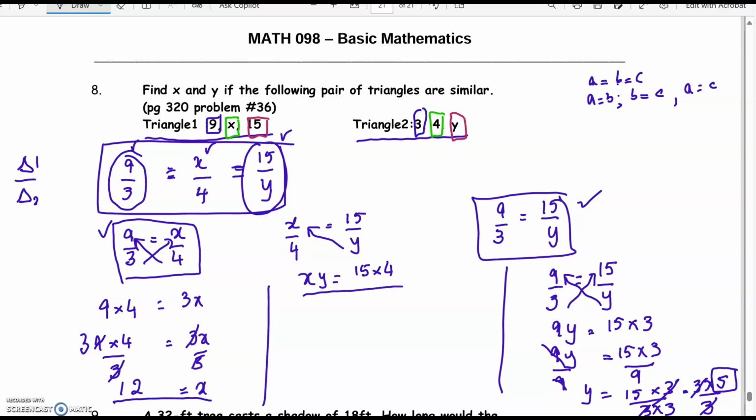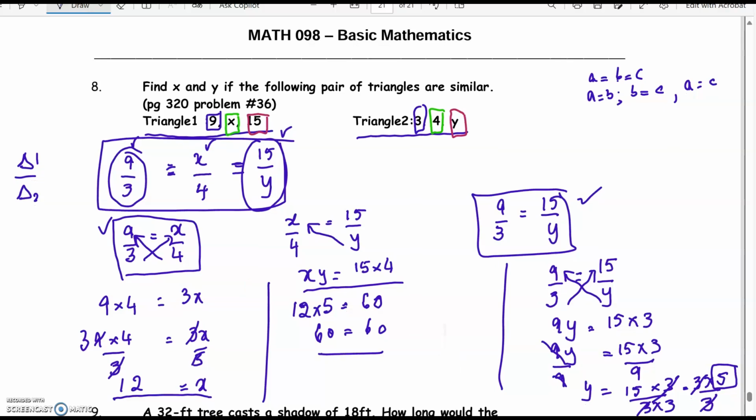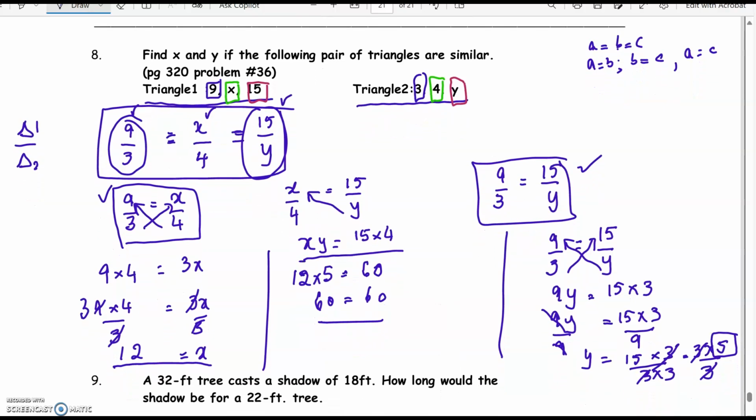Now I use this equation to check my answer. So I plug in the x, which is equal to 12, plug in the y, that's equal to 5, and I get 15 times 4, which is equal to 60. 12 times 5 is 60, 15 times 4 is 60, 60 equals 60. So the equation that has both x and y can be used to check your answer.